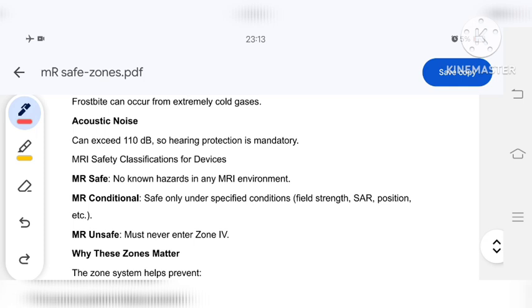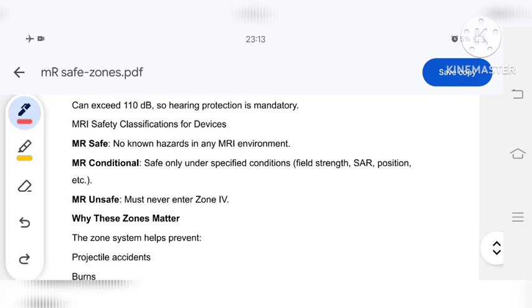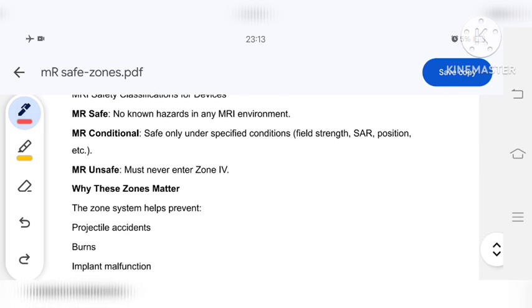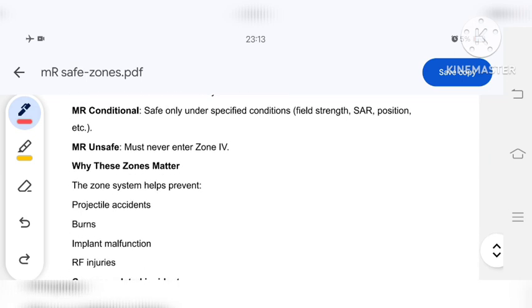MRI safety classification for devices: MR safe, no known hazard in any MRI environment. MR conditional, safe only under specific conditions, such as field strength, SAR, position, etc. MR unsafe, must never enter Zone 4.